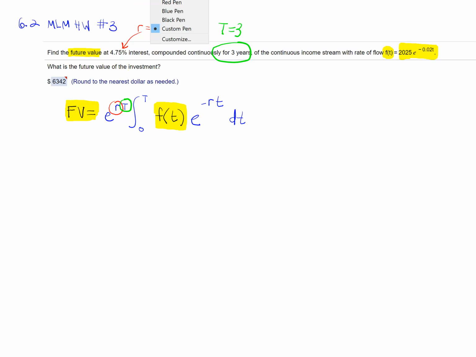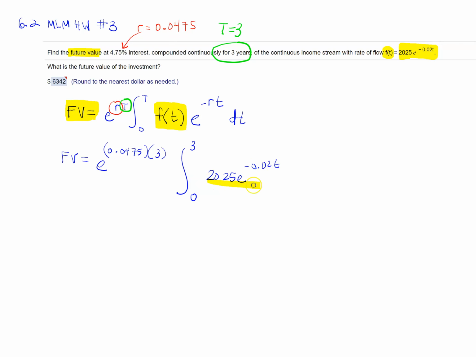Okay, so when I go to rewrite all of this formula, my future value is going to be e to the r, which is our interest rate, times T, which was 3 years. And I'm integrating for 3 years, so from 0 to 3. And then F of T is that function rule we were given. So I'm going to rewrite that function rule exactly as it was given to me. Okay, so that's my function rule. And then the formula has another e built into it. So then I'm going to have an e to the negative r. So I put my interest rate in decimal form again. And then a lowercase t dt. Okay, so let's talk about all these t's and things, right?